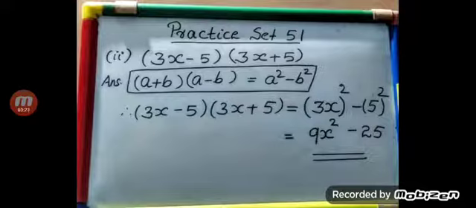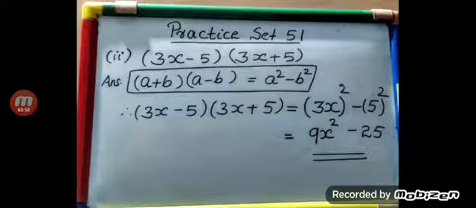Question number 2. (3x minus 5) into (3x plus 5). Here also you can use the same expansion formula. (a plus b) into (a minus b) is a square minus b square. In place of a, here it is 3x, and in place of b, it is 5. Here the order is changed, that is first a minus b, then a plus b. But the expansion is the same, a square minus b square.